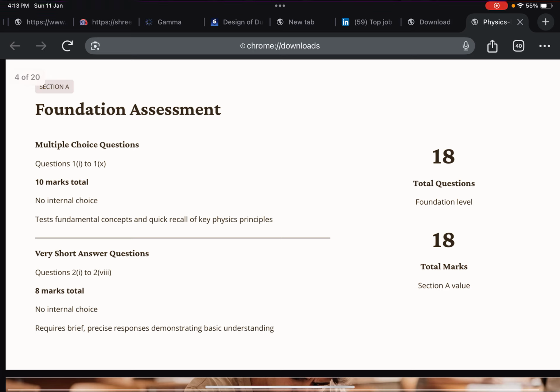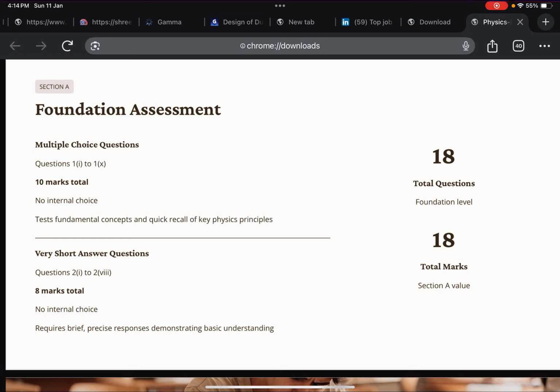So the first part, which is section A, as I said, has multiple choice questions. You'll find that there are about 10 questions of multiple choice, and there is no internal choice, meaning that all the questions are compulsory. So if you attempt all these questions, which are pretty easy that way, one would score 10 marks out of 10 in this.